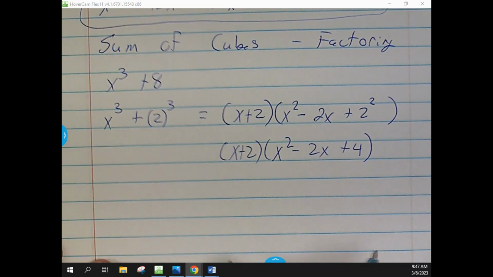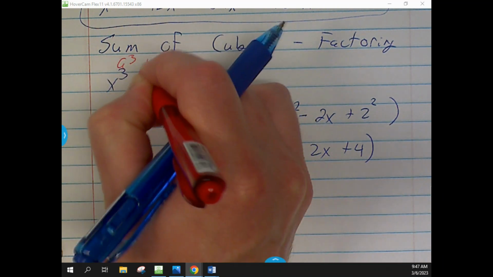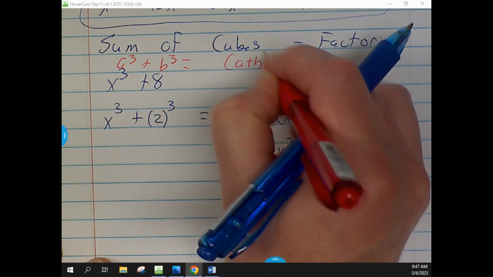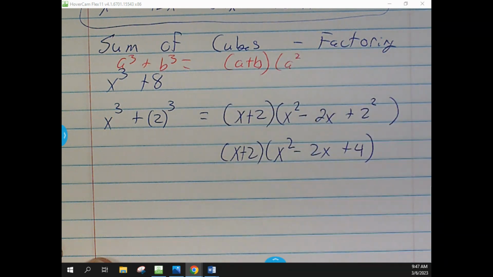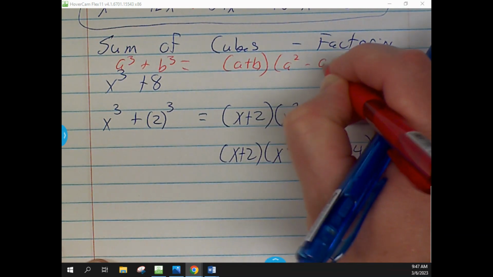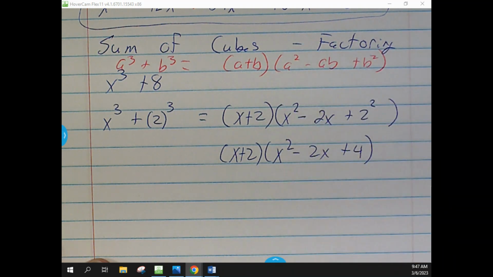And I think they always show, and again, we talked about it a little while back, but if it's going to be two things cubed, if it's a cubed and b cubed, it's always going to be a plus b. Whatever the a term is, you're going to square it. You're going to subtract the a and the b multiplied together. You're going to add together the b squared term.